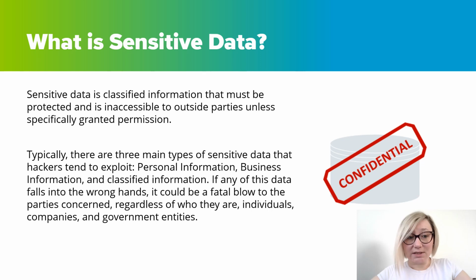What is sensitive data? Sensitive data is classified information that must be protected and is inaccessible to outside parties unless permission is specifically granted. Typically, there are three main types of sensitive data that hackers tend to exploit: personal information, business information, and classified information. If any of this data falls into the wrong hands, it could be a fatal blow to the parties concerned, regardless of who they are: individuals, companies, or government entities.